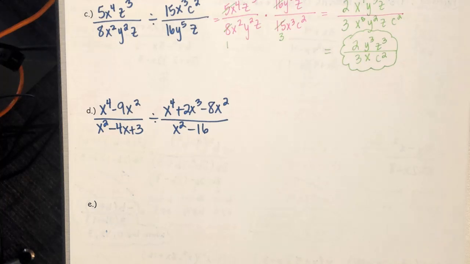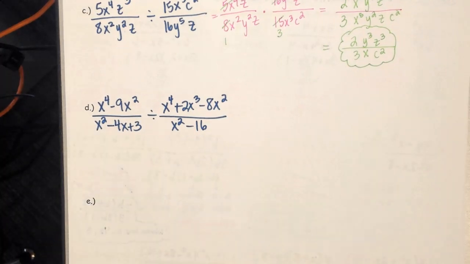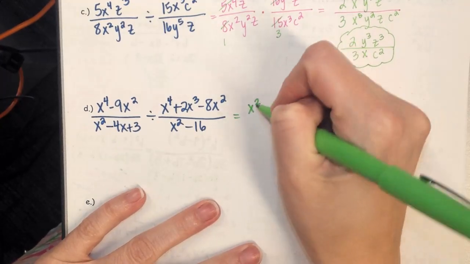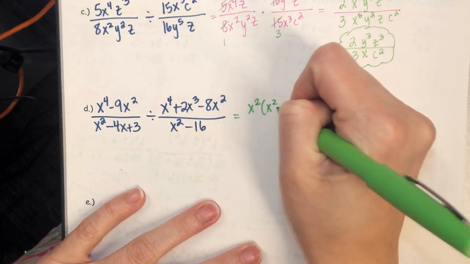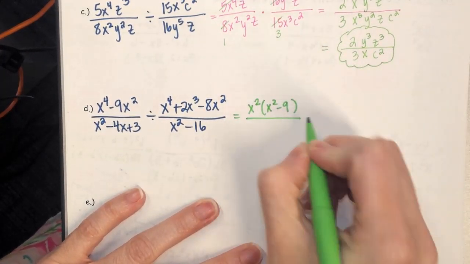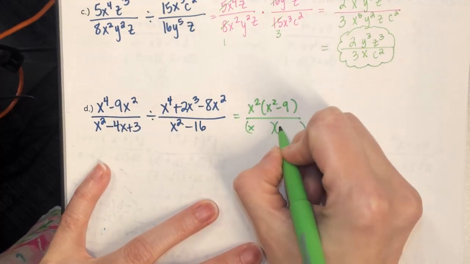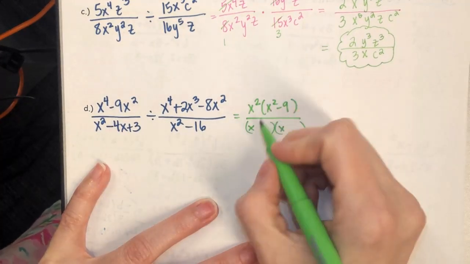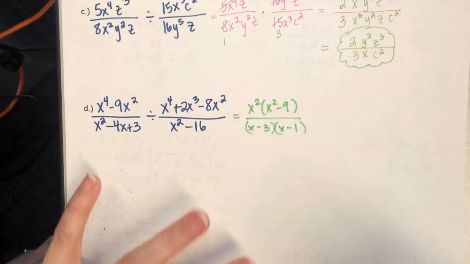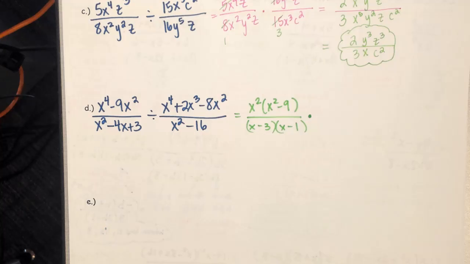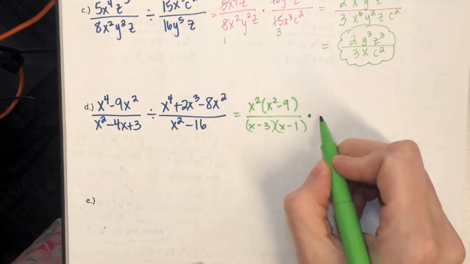So if you take out the GCF, x to the fourth minus 9x squared, you're going to take out the x squared, which is going to leave you with x squared minus 9 over, and then we're going to factor here. Okay, so multiplies to 3, adds to negative 4 will be a negative 3 and a negative 1. And then we're going to multiply by the reciprocal.